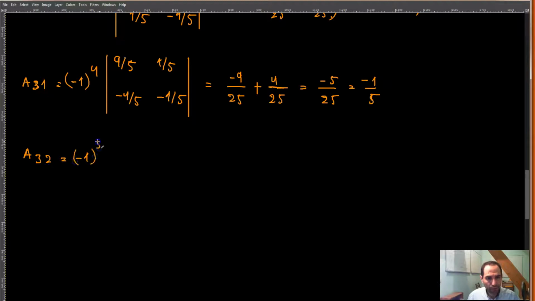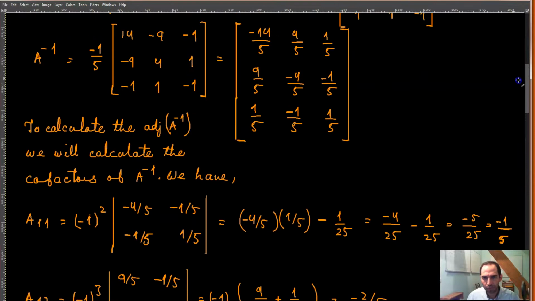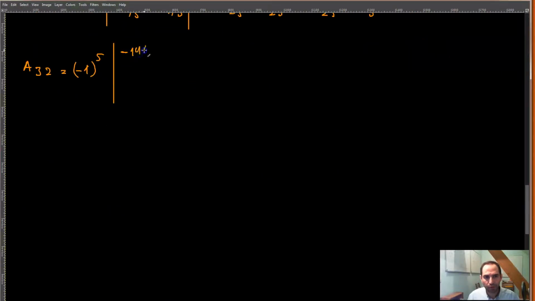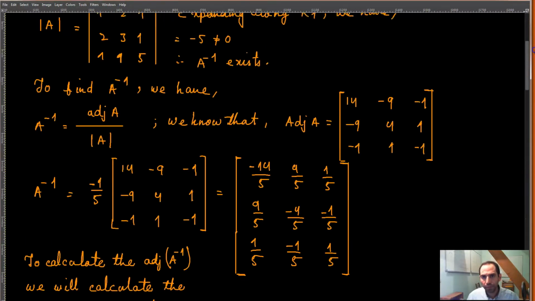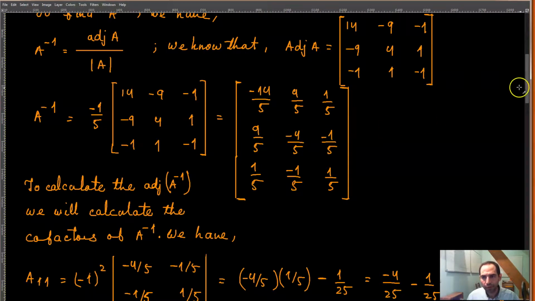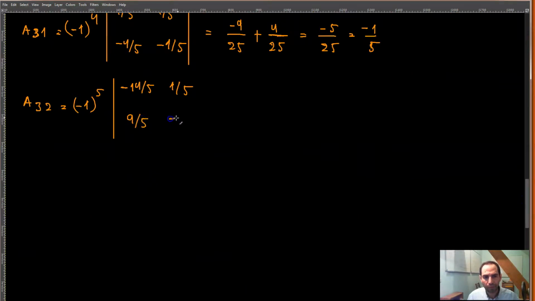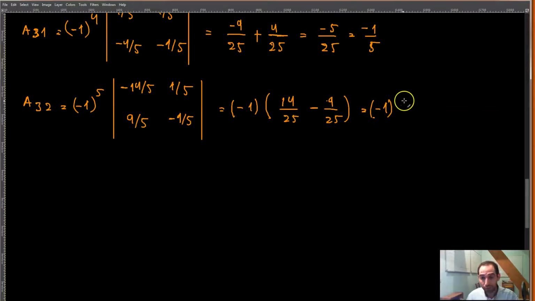A of 32 is equal to negative 1 raised to the 5th power times the determinant, row 3, column 2, so I get negative 14/5, 1/5, and 9/5, negative 1/5. Which is equal to negative 1 times, basically negative into negative is positive, so you have 14/25 minus 9/25, which is equal to negative 1 times 14 minus 9, which is 5/25. 5/25 is 1/5, so this becomes negative 1/5.